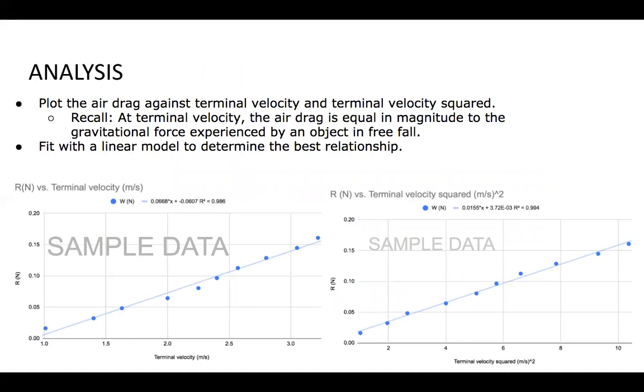The way we're going to analyze this data is we're going to plot the air drag against terminal velocity and terminal velocity squared. Again, I'm going to remind you that at terminal velocity, the air drag is equal in magnitude to the gravitational force experienced by the object. So the air drag is the weight. We're going to fit each plot with a linear model and then use the fit to determine the best relationship.